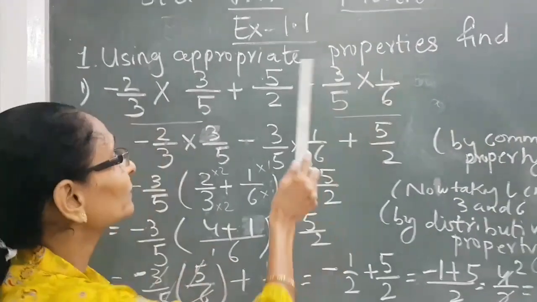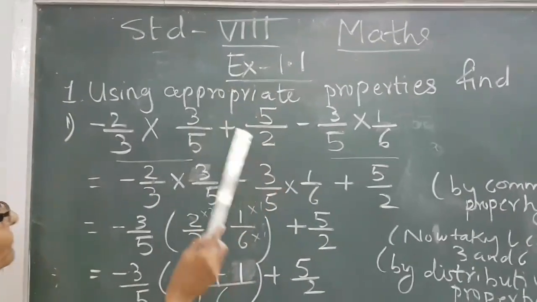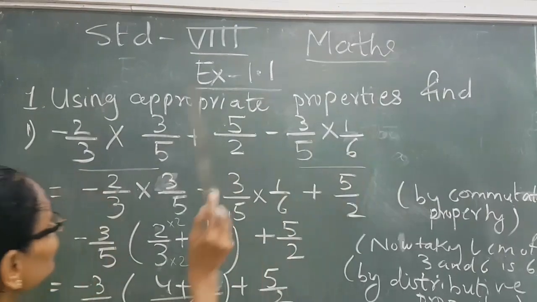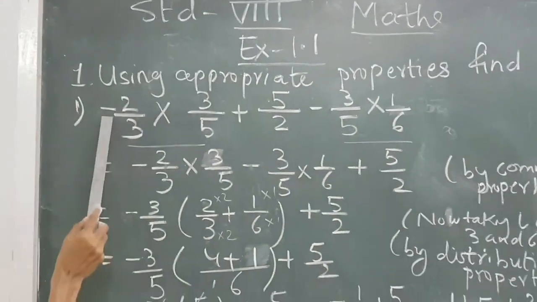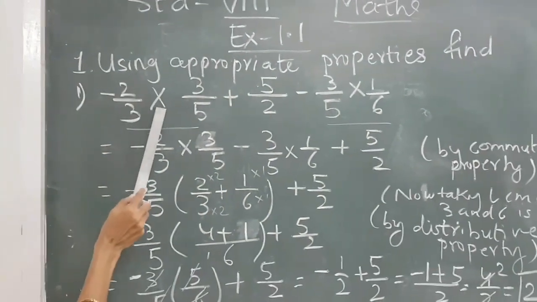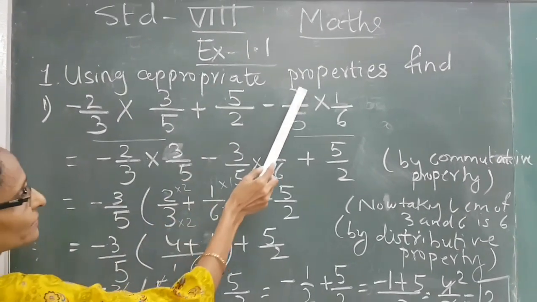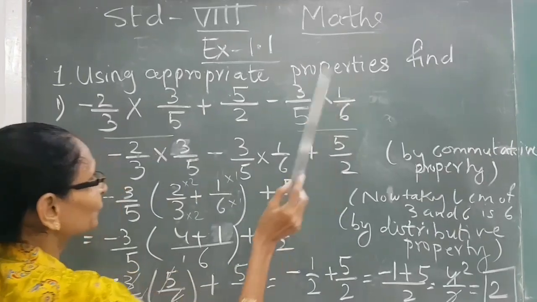Now we will start with our exercise 1.1. Question number 1 is: using appropriate properties, find. Our first sum is minus 2 upon 3 multiply 3 upon 5 plus 5 upon 2 minus 3 upon 5 multiply 1 upon 6.